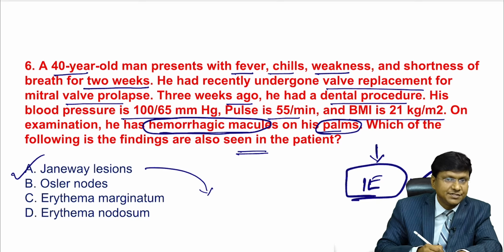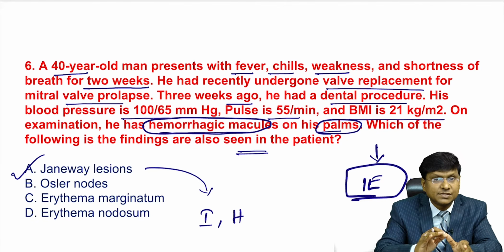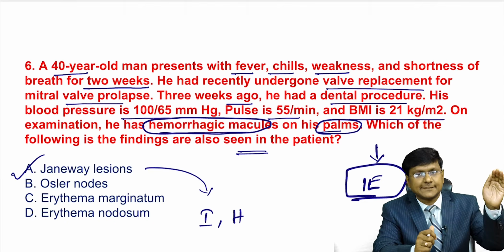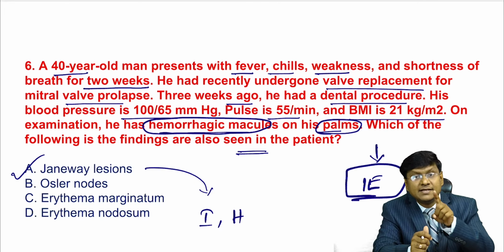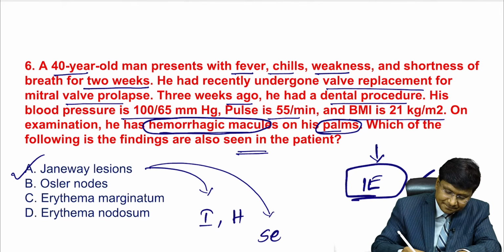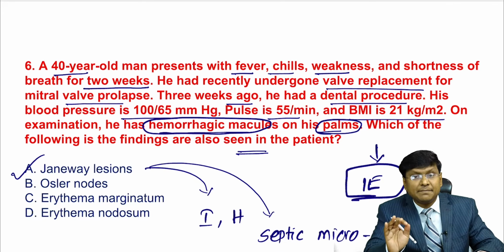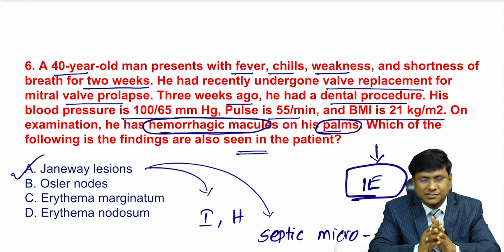These Janeway lesions are irregular hemorrhagic macules involving the palms, and they can last for weeks, right? And these lesions are caused by septic microemboli from the valvular lesions, right? And cultures of the specimens are usually positive.